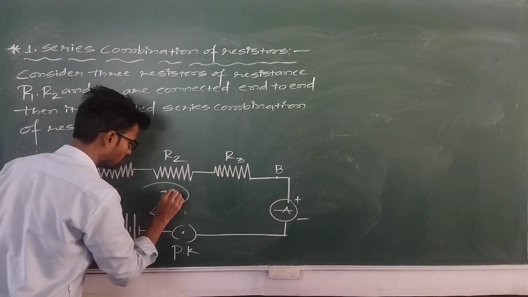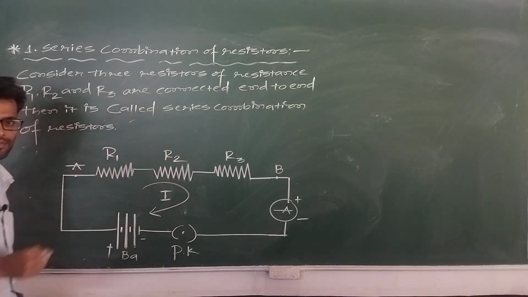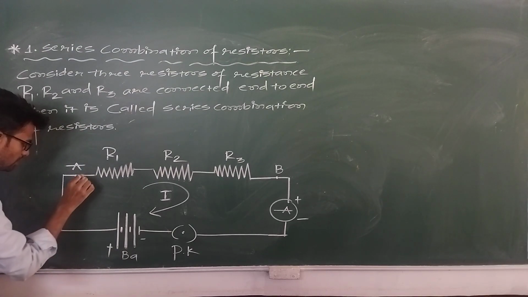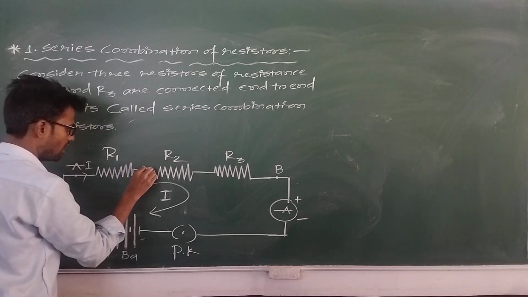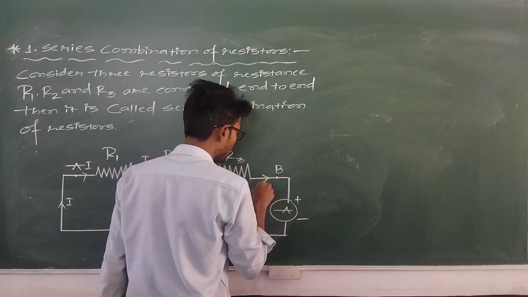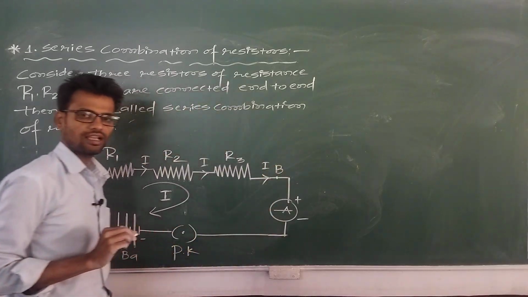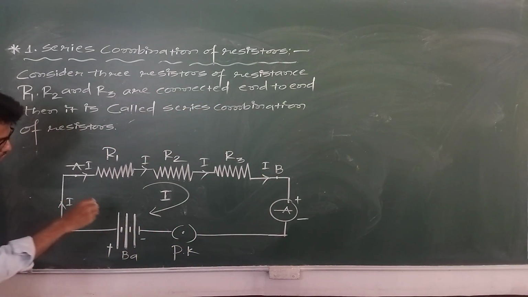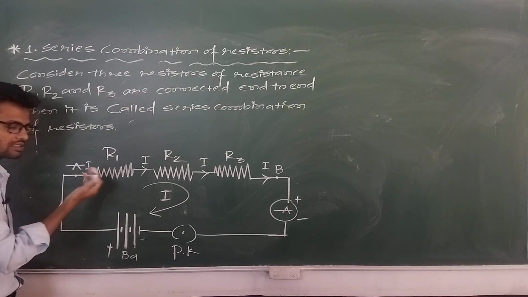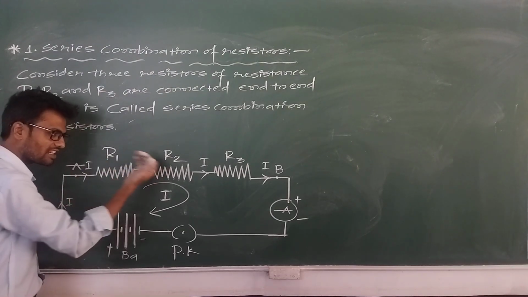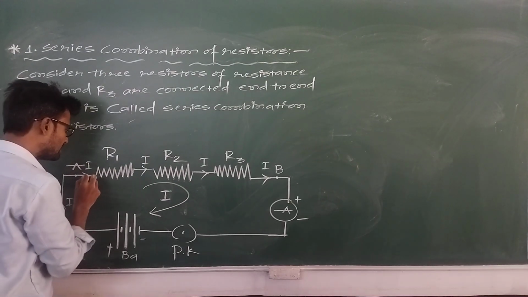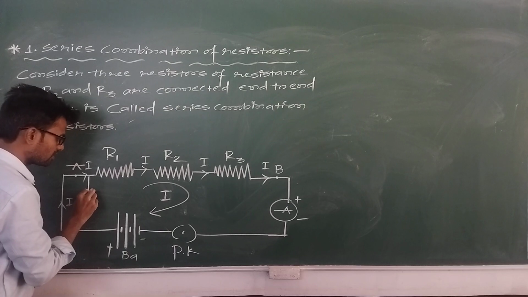I is the electric current flowing in clockwise direction. One thing you remember here: when resistors are connected in series, the current flowing in each resistor is the same. We are connecting all the resistors in series, then the current flowing in each resistor is the same. But the potential difference across each resistor is different.